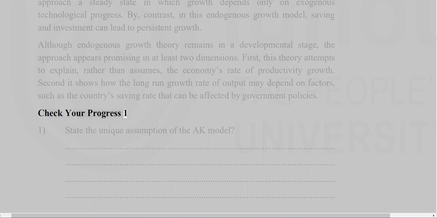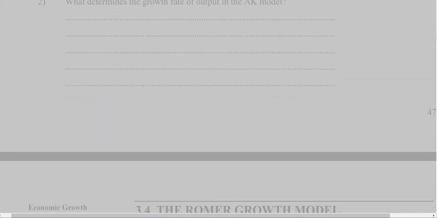Check your progress 1. 1. State the unique assumption of the AK model. 2. What determines the growth rate of output in the AK model?